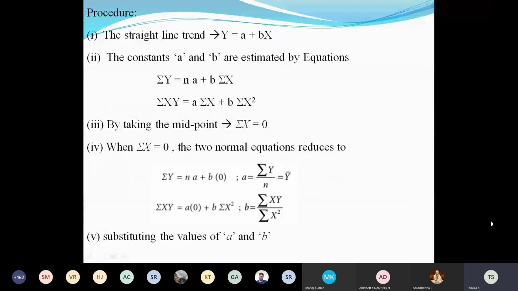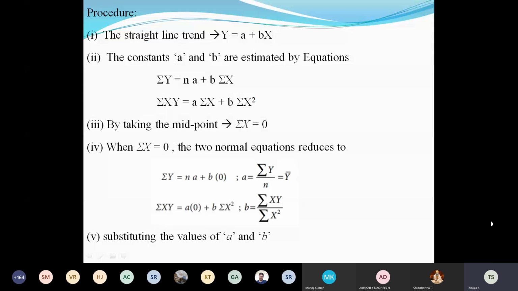So here also we are going to fit a straight line, trend line, linear line, and the straight line equation, you all know, is y is equal to a plus bx. In y is equal to a plus bx, the values y and x are the variables which were given, and a and b are the constants. So we have to find the values of these constants a and b, and substitute these values in the straight line equation. So how to find the constants a and b?